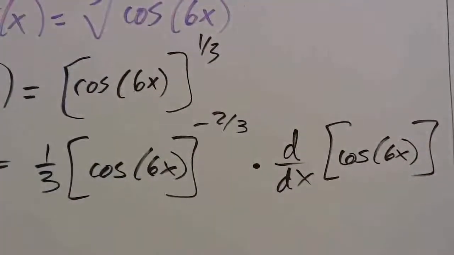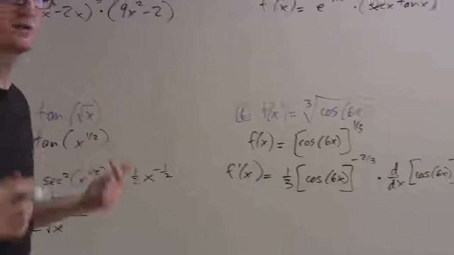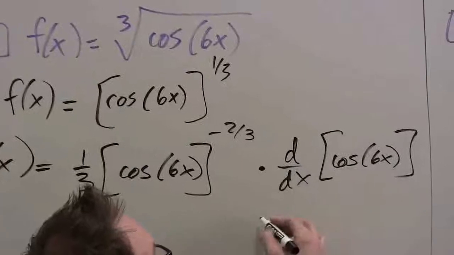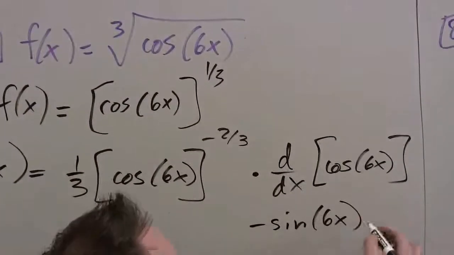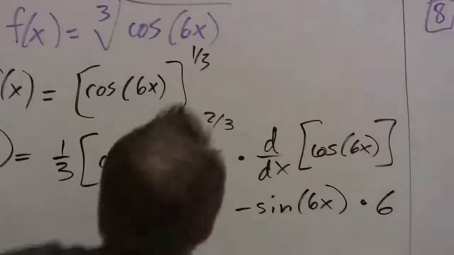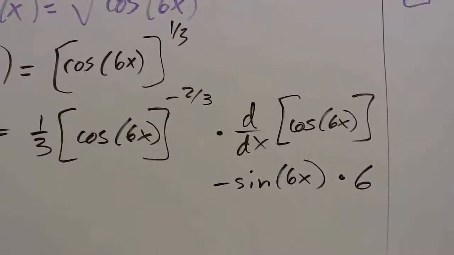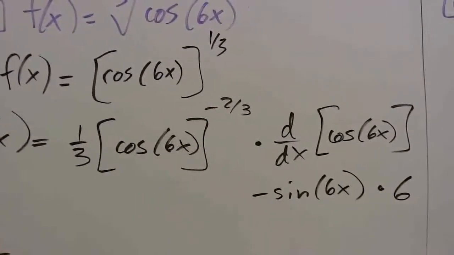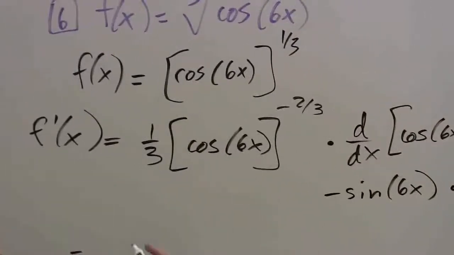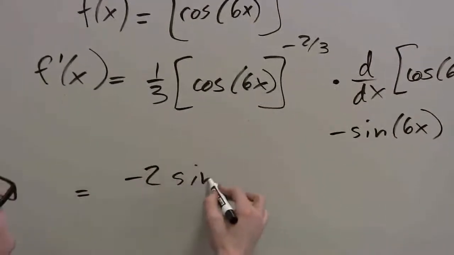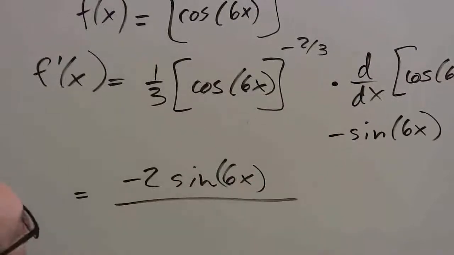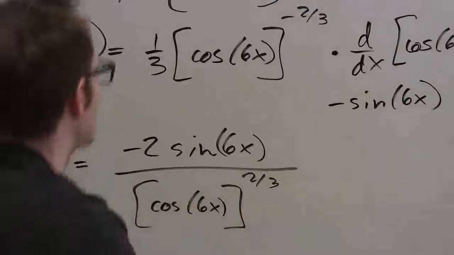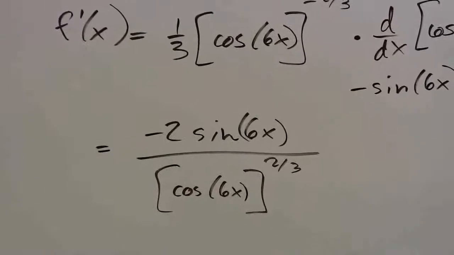Now it just so happens that the derivative of cosine 6x also requires the chain rule. So what is the derivative of cosine 6x? Well, the derivative of cosine of something is negative sine of something, back inside for the derivative of the something. And so my final answer becomes that. So here we have kind of like a chain of derivatives. Okay, anyway, so this is negative 2 sine 6x over cosine 6x to the 2/3. And we just write it like that with no negative exponents.